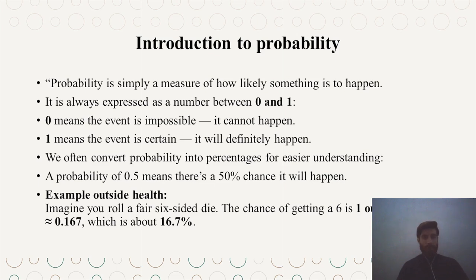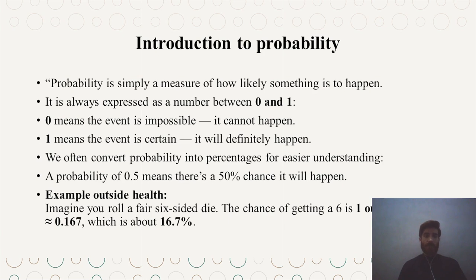Now coming to our introduction section, what is probability? Probability is the likelihood of something to happen. Like if we have a dice and there are 6 sides, what is the likelihood of one side to happen? It is always expressed as a number between 0 and 1. 0 means it cannot happen, the event is impossible, and 1 means that the event will definitely happen.